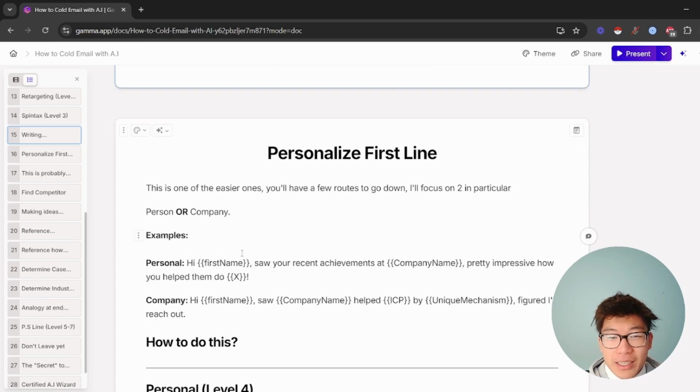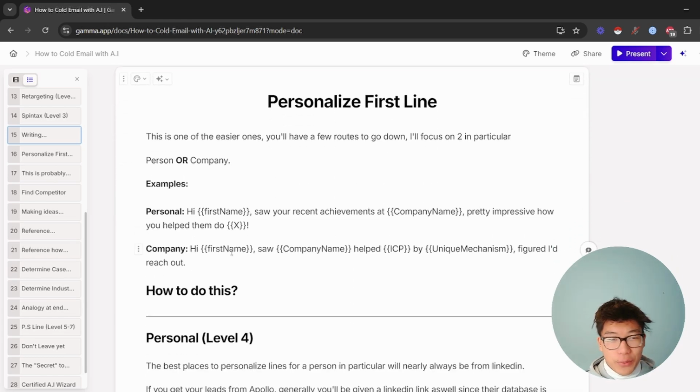So, personalizing first lines. This is the first one, and it's one of the easier ones. You'll have a few routes to go down. I'll focus on two in particular, person or company personalization. Examples, personal: "Hi first name, saw your recent achievements at company name. Pretty impressive how you helped them do X."